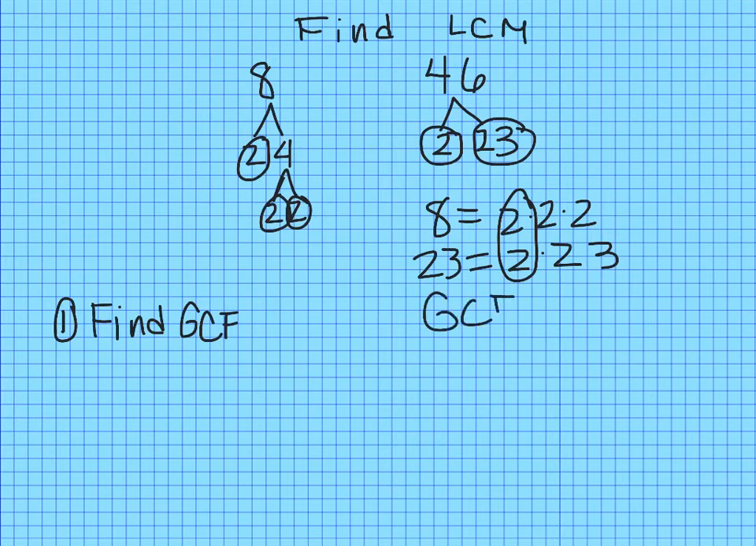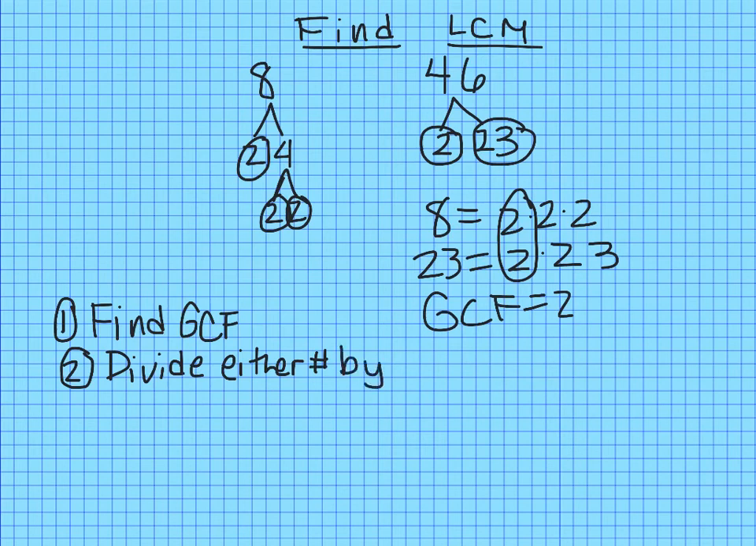So GCF equals 2. Now that's not the same as the least common multiple, is it? We were supposed to find the least common multiple. So our second step is we divide either number by the GCF.